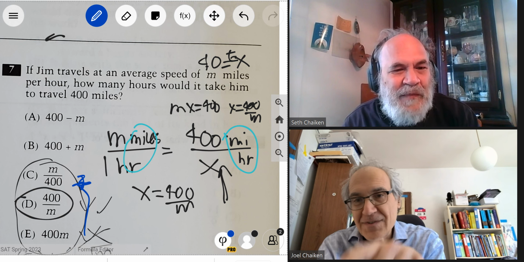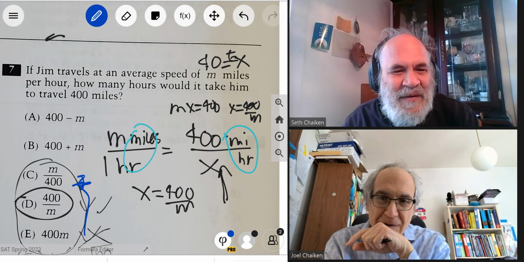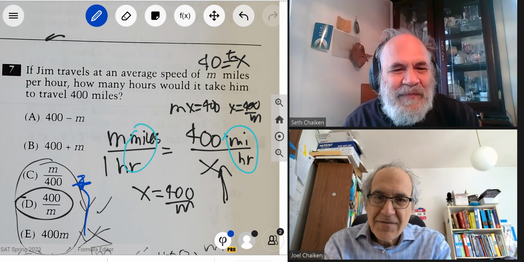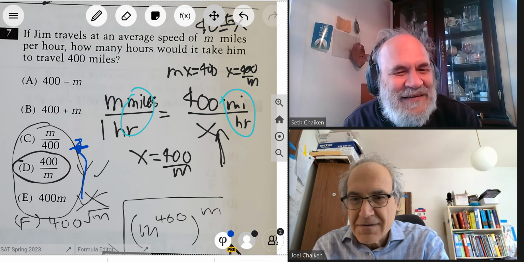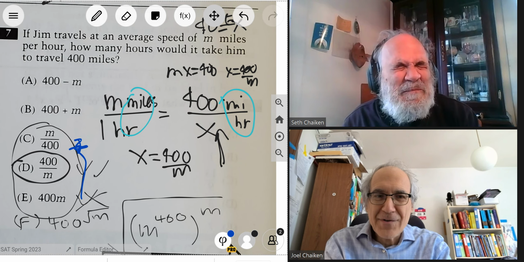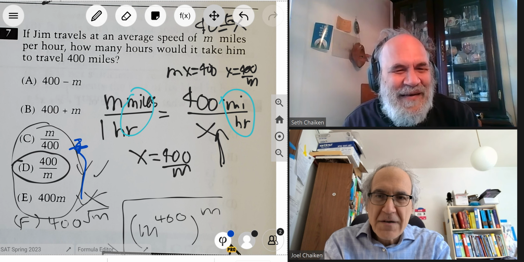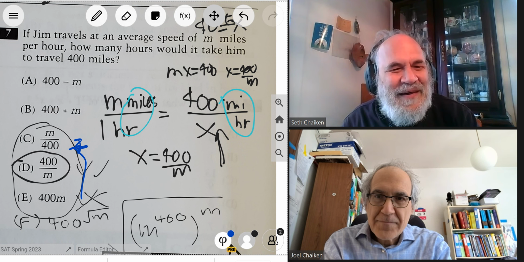How about this, m raised to the 400th power? Oh, you mean they didn't give that one? No. Then you raise that to the nth power. And then you take the square root of it. Oh, I see, Seth's writing down here. That's like going overboard.